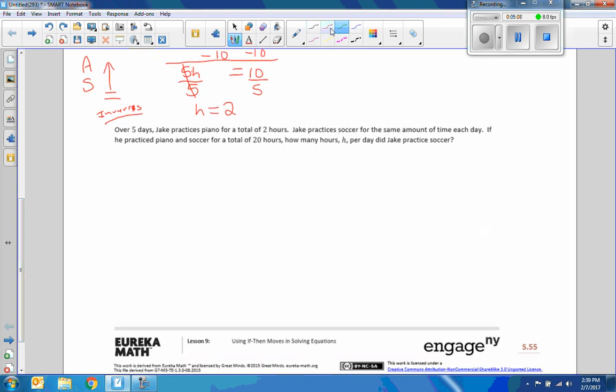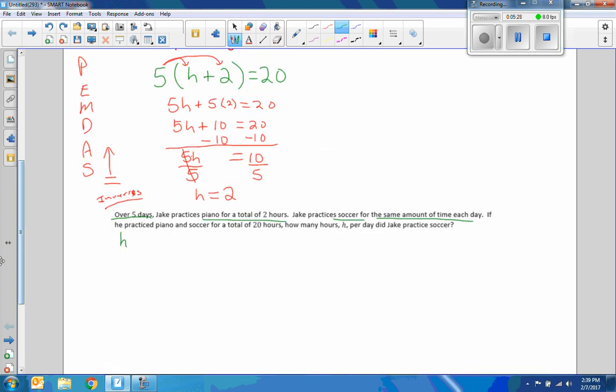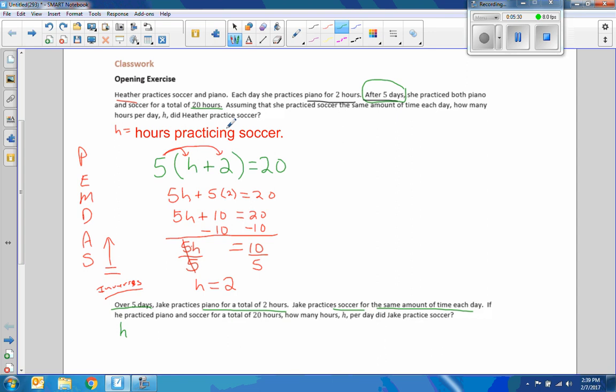Number 2. Over 5 days, Jake practices piano for a total of 2 hours, and Jake practices soccer for the same amount of time each day. Okay, so we're going to call H hours practicing soccer, again. So rather than rewriting all that, here's what I'm going to do. I'm just going to go up here and put this here.